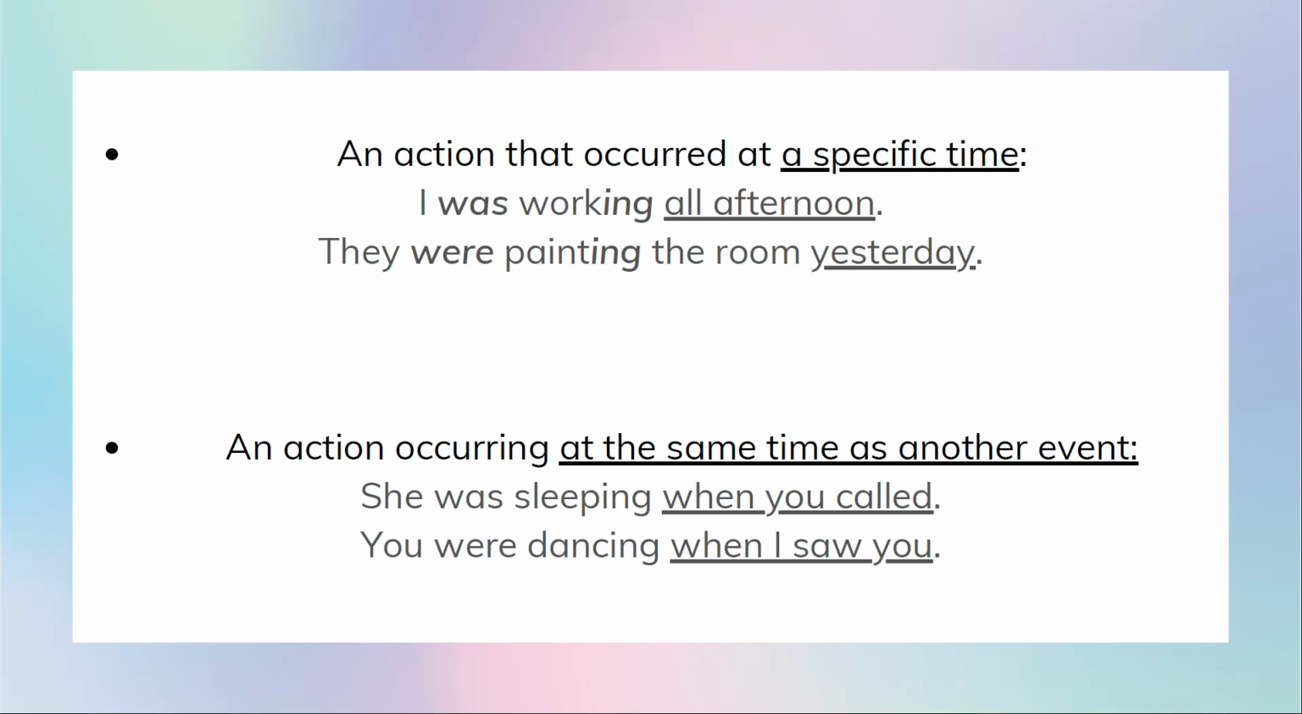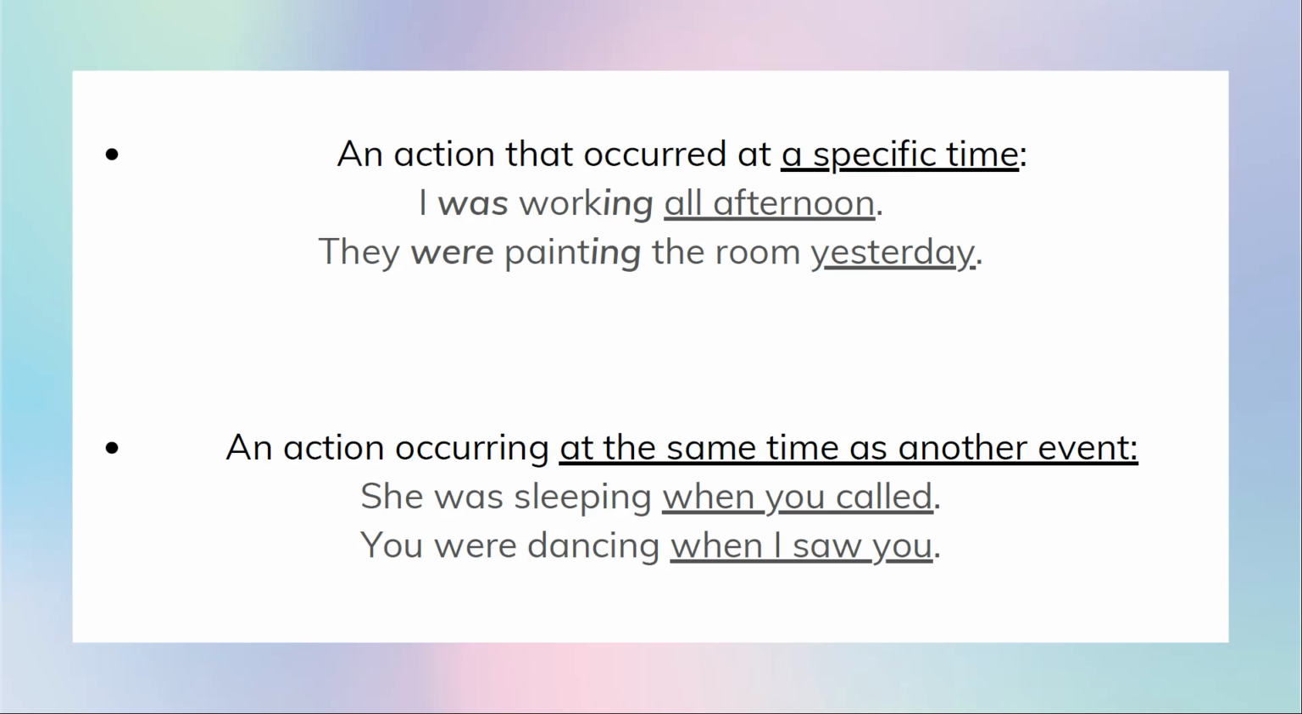So an action that occurred at a specific time means that your sentence will have a time marker. For example, in I was working all afternoon, all afternoon is the time marker that tells you when that action was happening. In they were painting the room yesterday, yesterday tells you when they were painting the room.